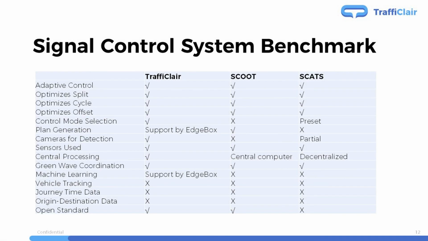Here you see the benchmark of our system compared with SCATS and SCOOT. It supports plan generation by optimizing split, cycle, and offset, and also supports control mode auto selection. It just combines the advantages of both SCATS and SCOOT.